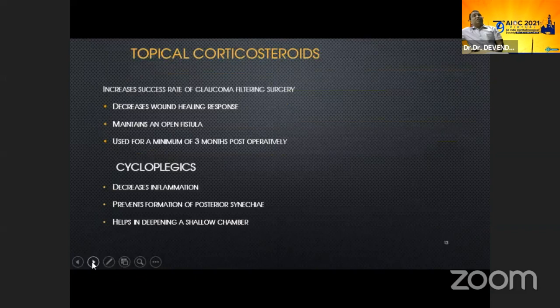So coming to the topical steroid, unlike cataract surgery, in trabeculectomy we need the corticosteroid for a longer period of time, because the topical corticosteroid decreases wound healing as well as maintains the open fistula, while the cycloplegic decreases the inflammation as well as helps in the deepening of the anterior chamber. Sometimes the topical corticosteroid is required for 3 months, even more than 3 months.